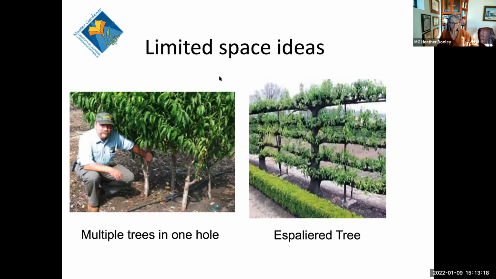Another idea is multiple trees in one hole. Similar to that, you can buy in nurseries a tree that has multiple varieties grafted onto one rootstock. My experience has been that when you have multiple varieties grafted on, over time, one of those varieties is going to become more dominant than the others. But if your site considerations don't allow a mature fruit tree, or you don't have a lot of room in your yard, these are some ideas for limited space.